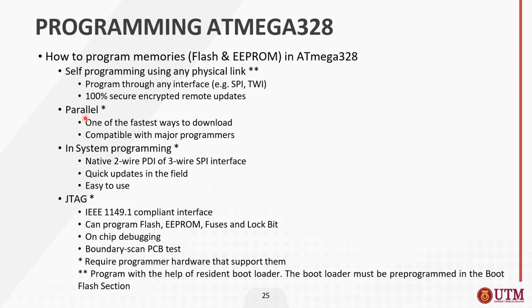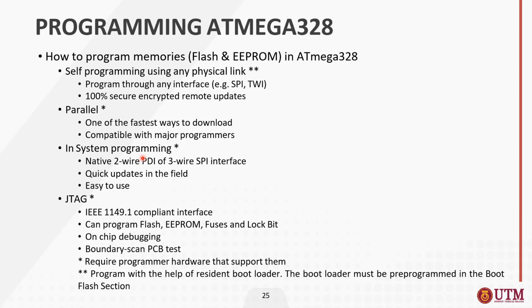The next one is parallel programming. Parallel programming in Atmega 328 is a method where you program the microcontroller by directly accessing its internal memory and registers through multiple data and control lines. Previously you have learned about Harvard architecture inside Atmega 328. They have data lines and also control lines, so you directly access those lines in order to program it in parallel. This parallel programming is one of the fastest ways to download, and it is compatible with any major programmers.